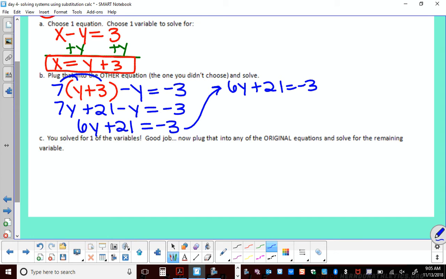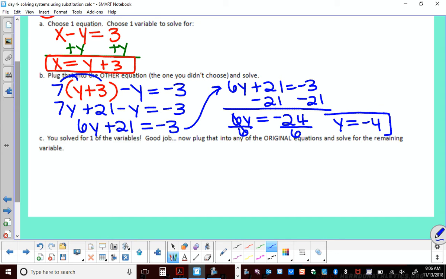All right, how do I solve for y? Good, let's subtract 21. So we're left with 6y is equal to -24. Now what? Divide by 6. So y equals -4. So now we did all that work to figure out what y is.